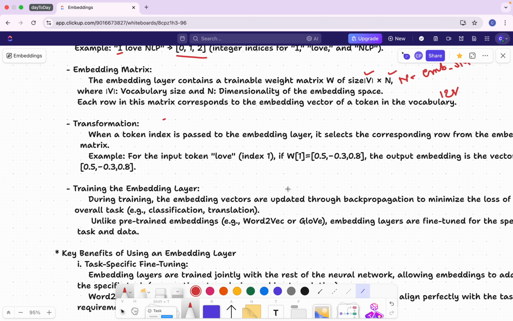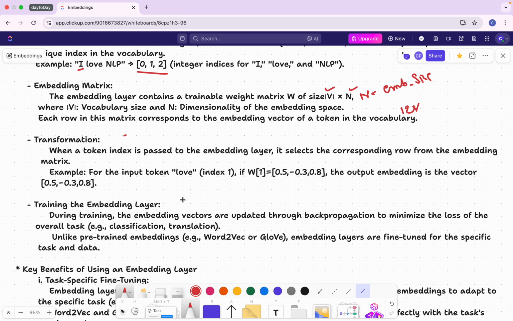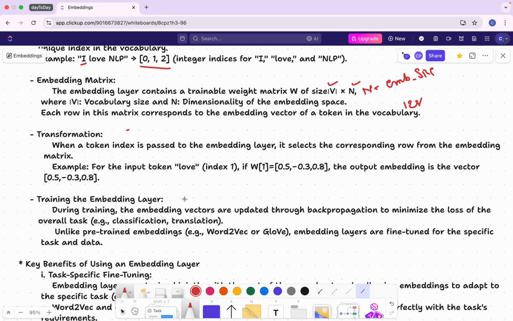So what is the benefit of this? Unlike pre-trained embeddings, this embedding layer is fine-tuned for specific tasks. So we don't care on which data Word2Vec is trained. We don't need to use that. We have our own embedding model, or you can say embedding layer, which is trained along with the model on the data which we want. Simple.